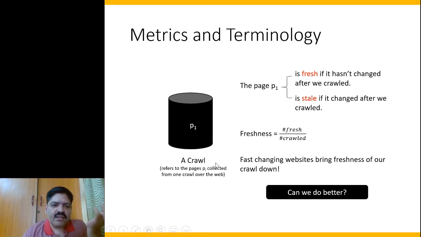A crawl refers to a set of pages pi collected from one crawl over the web. Now, let's say we have a page pi, and let's say in that there is one page p1 for now. Let's keep things simple. This page p1 is fresh if it hasn't changed after we crawl, and is stale if it changed after we crawl. So now we define freshness as simply the number of fresh pages in our crawl over the total number of crawled pages, or the size of my crawl.